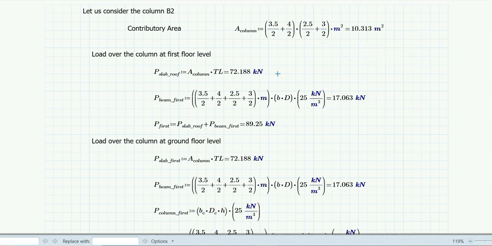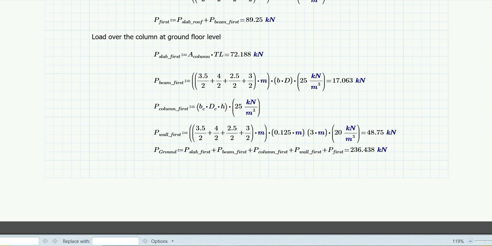Then for the second one, you can see that the load from the slab, that is the contributed area, and the total load from the beam, from the column, that is, this column is supporting the column over it, right? The first floor column will support the column over it. But that particular column has a self weight, so that self weight you have to consider, as well as the wall.